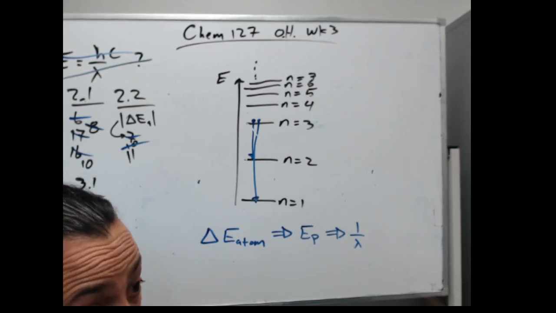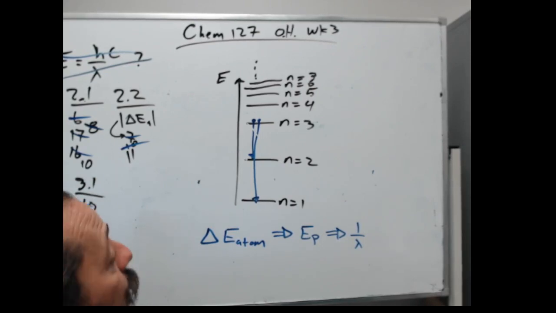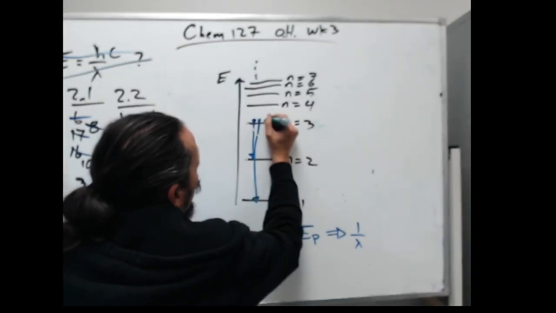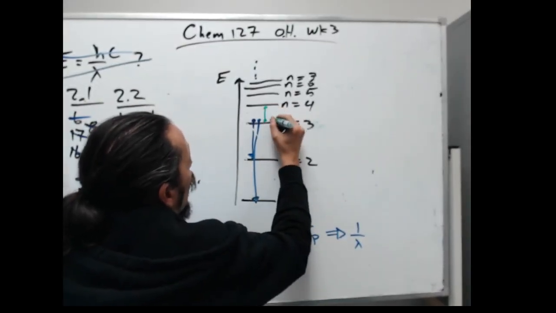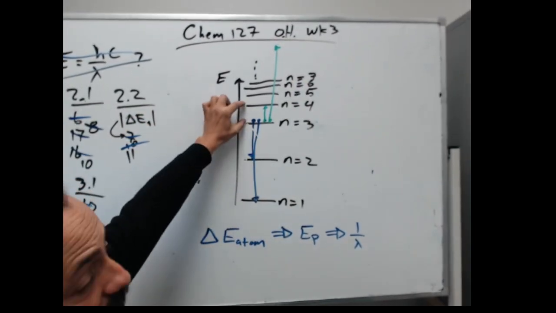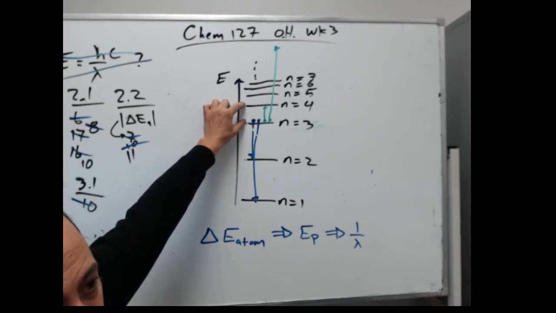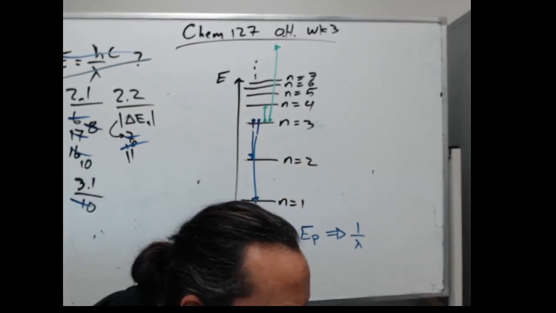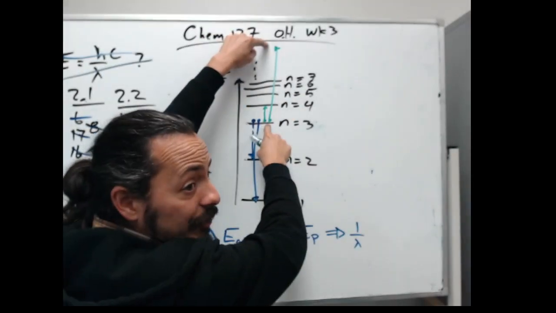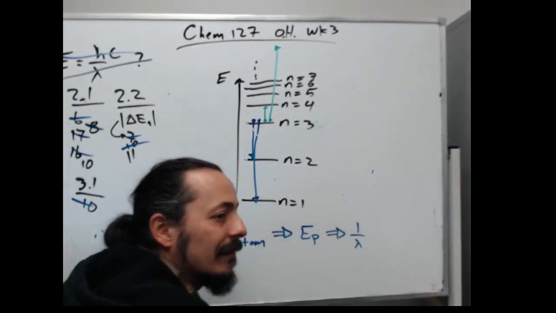Now, the same logic actually applies if we're doing absorption. If I'm going from 3 to 4, or if I'm going from 3 to like infinity, smaller change in energy, smaller photon energy, bigger wavelength. Bigger change in energy, bigger photon energy, smaller wavelength.